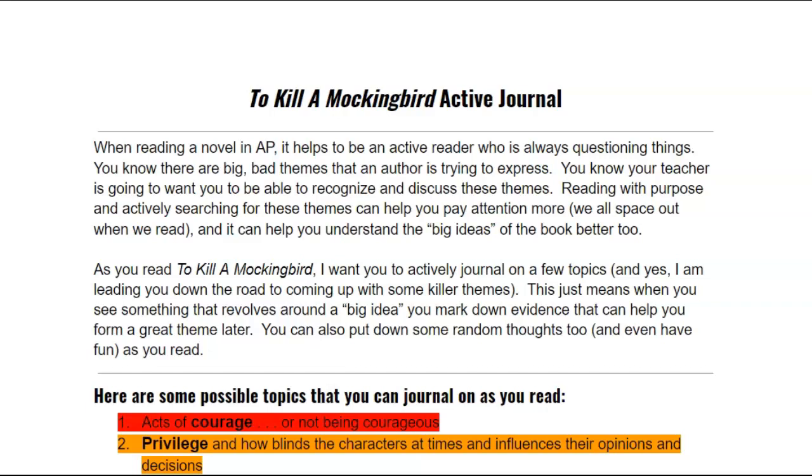And then chapter 1 has been done for you so you can get a good idea of what yours should look like. So here are the directions. When reading a novel in AP, it helps to be an active reader who is always questioning things. You know there are big themes that an author is trying to express. You know your teacher is going to want you to be able to recognize and discuss these themes. Reading with purpose and actively searching for these themes can help you pay attention more. We all space out when we read, and it can help you understand the big ideas of a book better too.